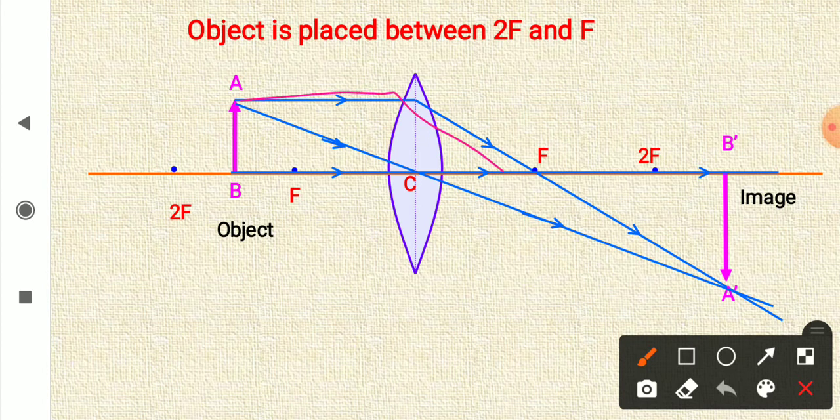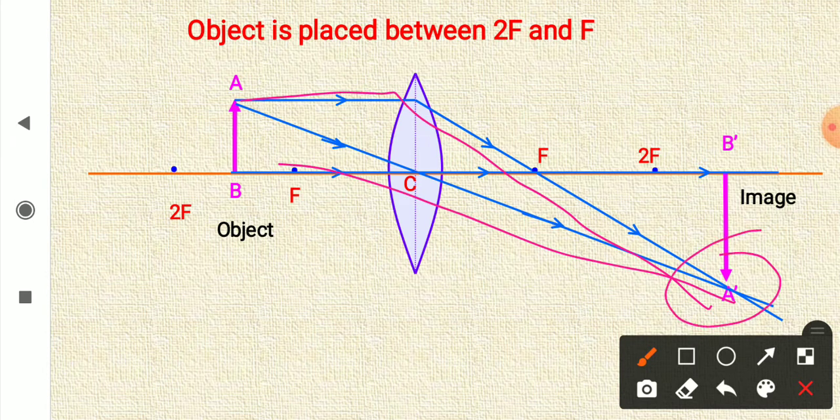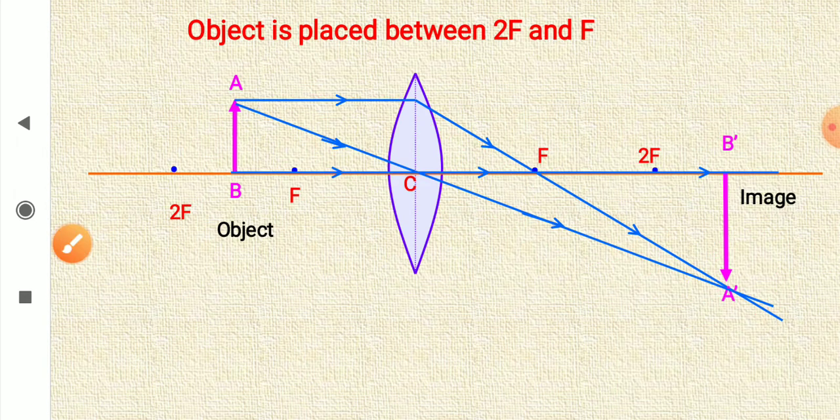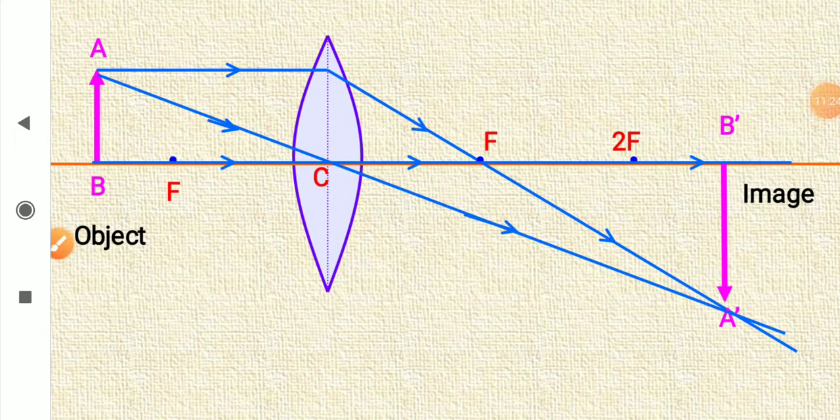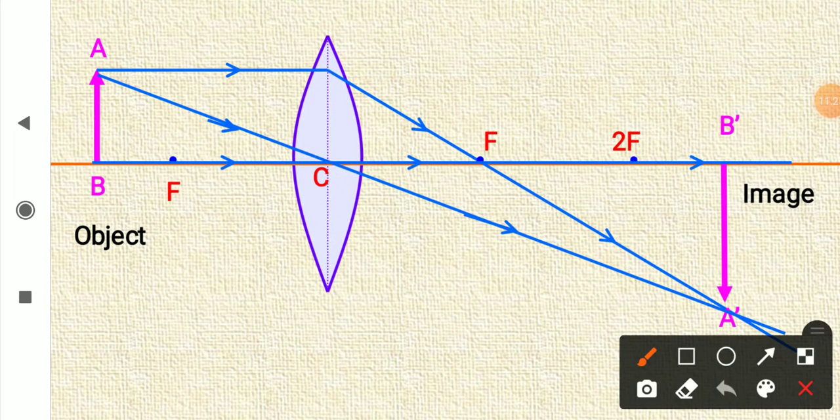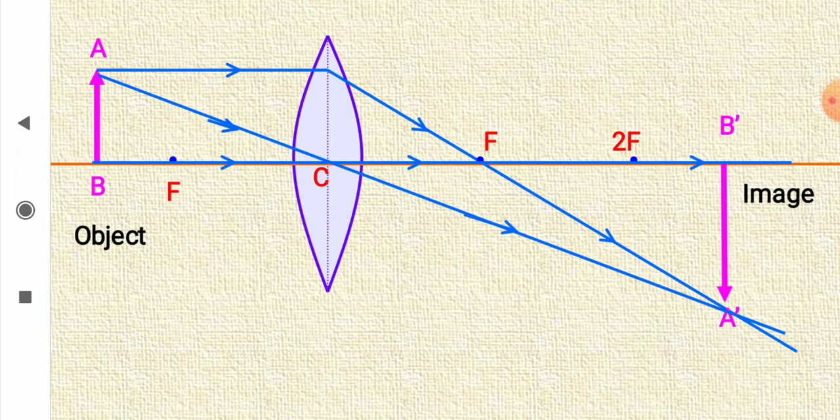So the rays from the head are reaching here, so the head is formed here. Rays from the tail are reaching here, so the tail is formed. So you are getting an inverted image here, and the image is formed beyond 2f on the other side of the lens, and it is larger in size. You can compare.